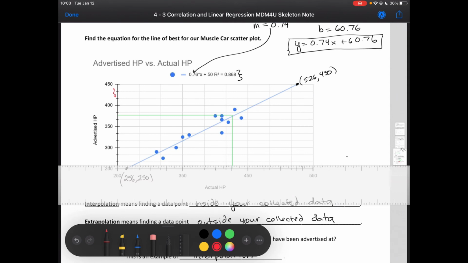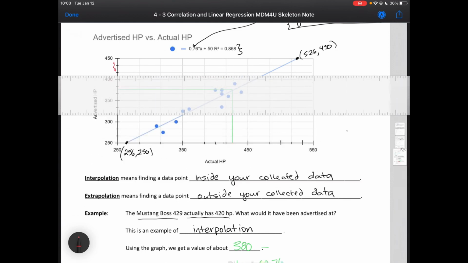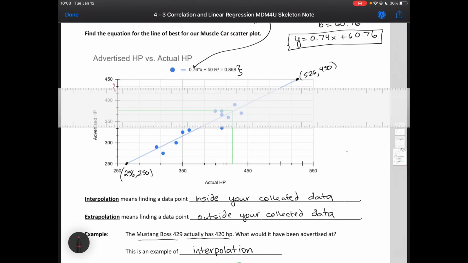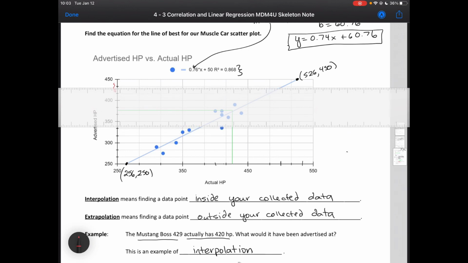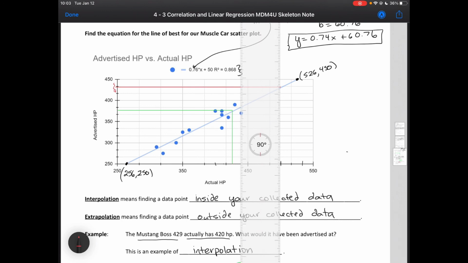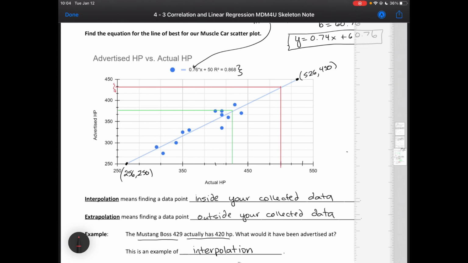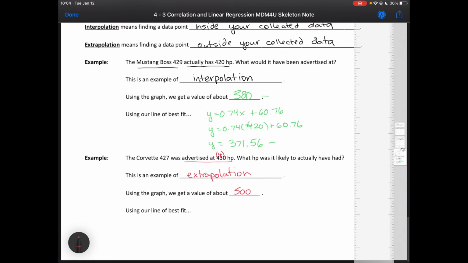Let's use the graph here to figure that out. I'm going to pull up my ruler again. This time we are starting on the y-axis. We're going to go over to the line and then down to the x-axis. I need about 430, so I'm probably right about here. I'm going to go all the way over, turn my ruler 90 degrees, and go down, and I would say that's right at about 500 there.